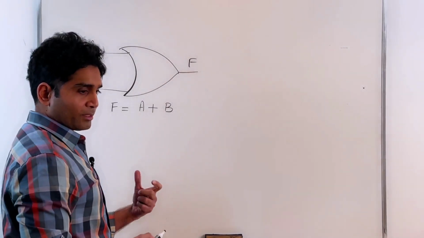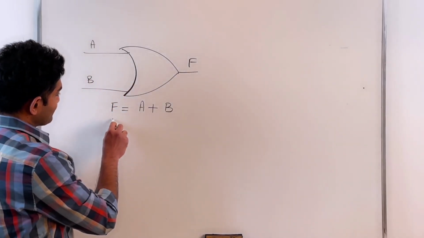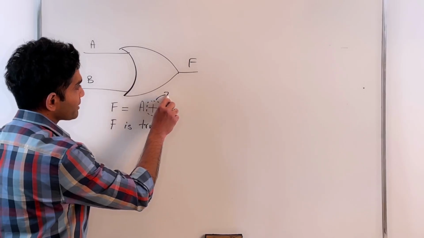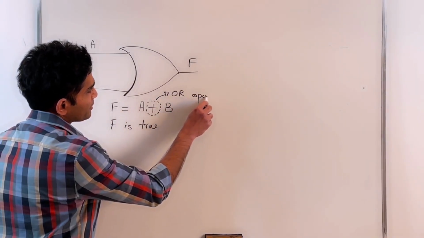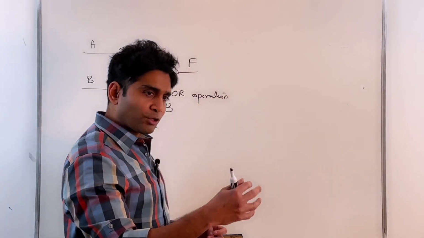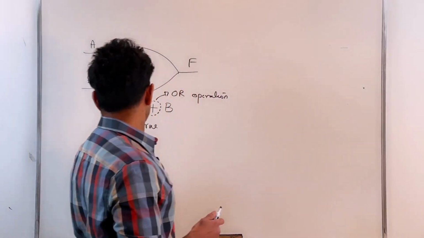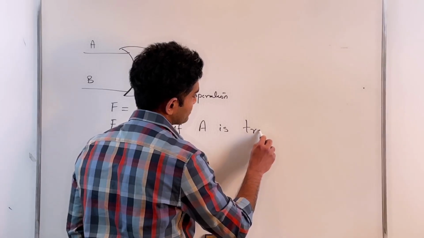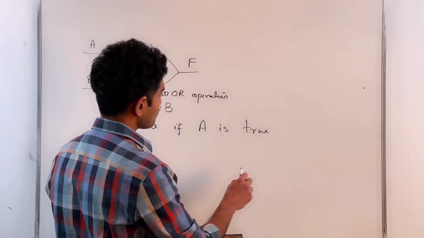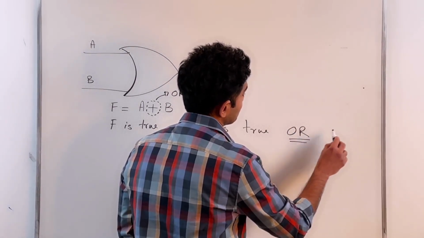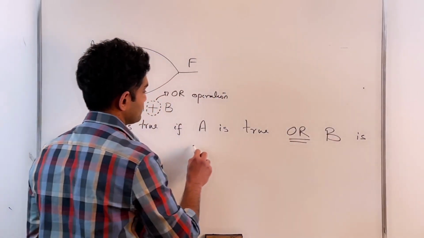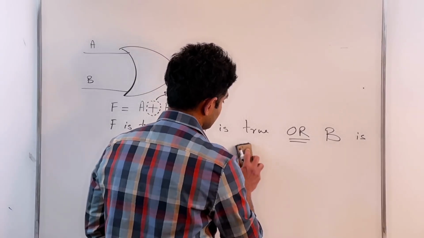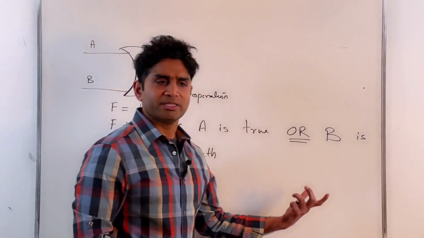Now, in terms of a logical statement, I can write this as F is true. Again, this plus is an operator, it's an OR operator. It has properties very similar to the addition operation, but not identical. We'll see how. F is true if A is true, or B is true, of course, or both are true. Both A and B are true. F is true if A is true or B is true, or both are true.